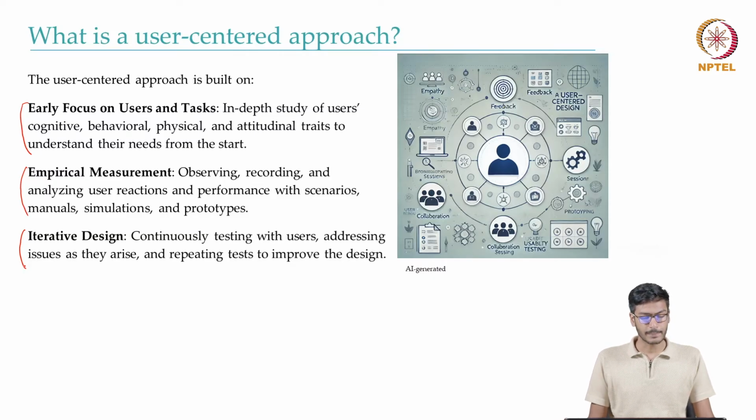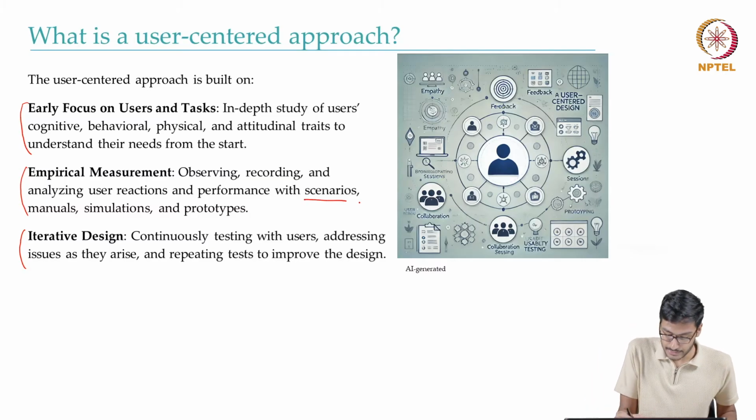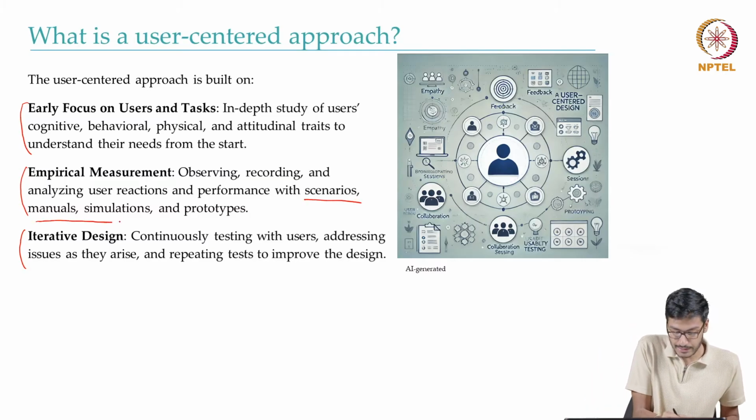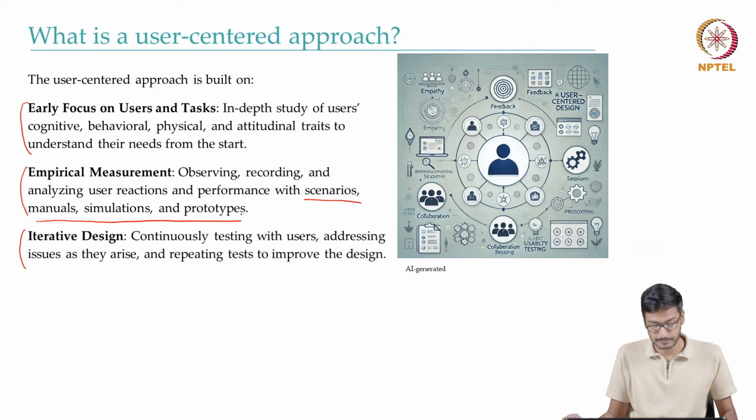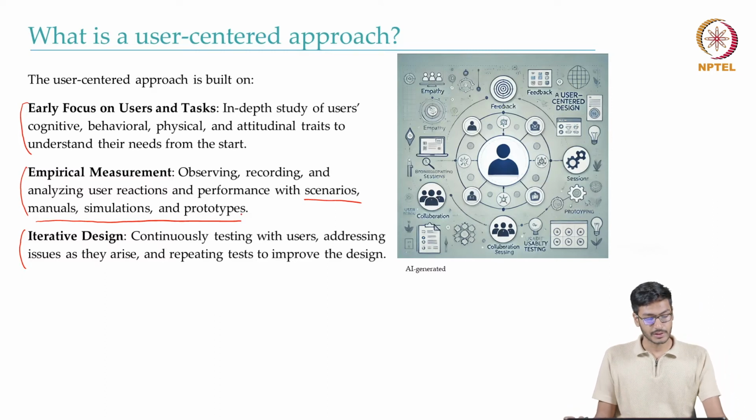Then we move on to empirical measurement, where we observe, record, and then analyze users' reactions and their performance with multiple scenarios, manuals, simulations, and prototypes. And then we move forward to iterative design. We continuously test with the users, addressing the issues as they arise, and then repeating the tests to continuously improve.